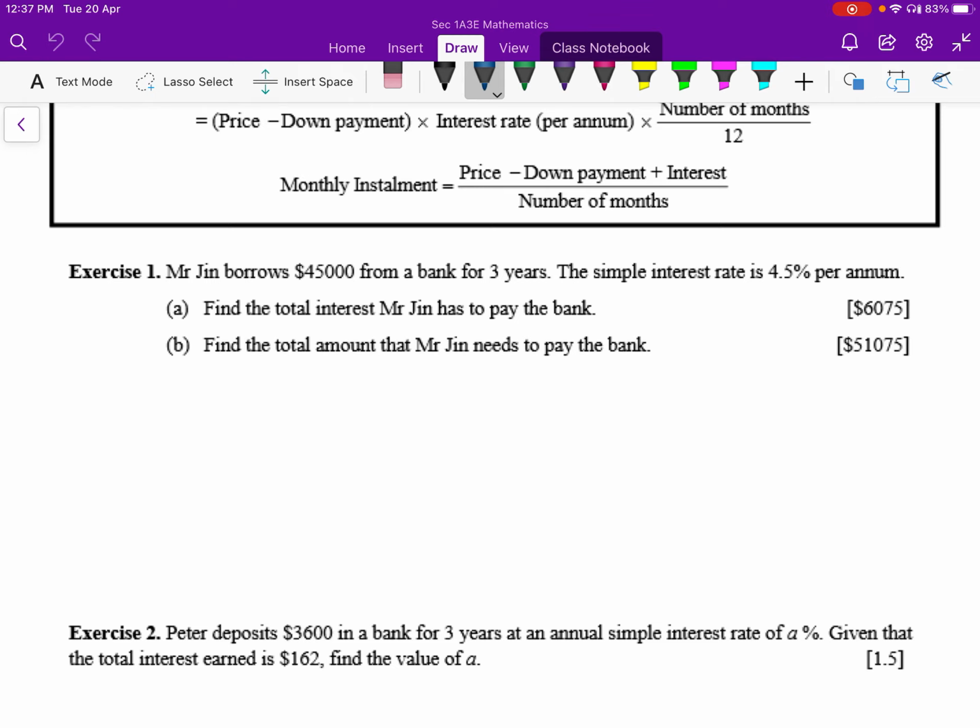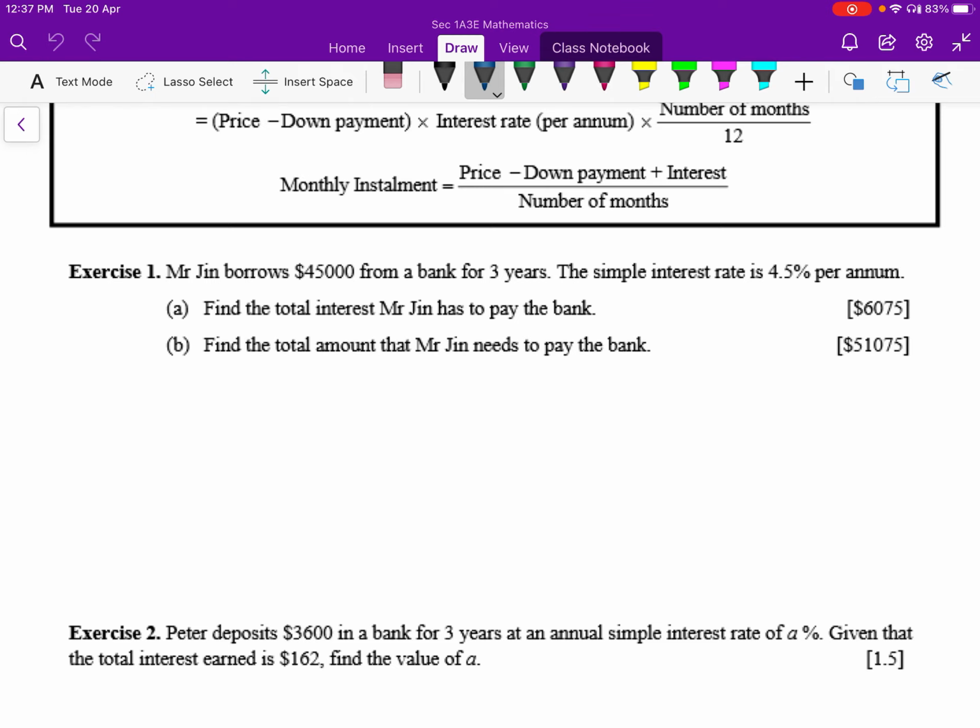Alright, exercise number 1. Mr. Jin borrows $45,000 from a bank for 3 years. He borrowed an amount for 3 years. Next, they say that the simple interest rate is 4.5% final. The word simple interest just means interest. The way of calculating it is a simple way of calculating it.